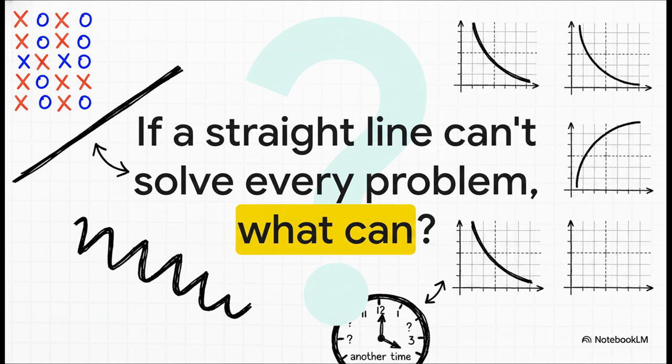We know a straight line is powerful, but it has its limits. So if we want to solve problems like that checkerboard, what's next? What kind of model can learn to draw a curve instead of a straight line? Well, that's a story for another explainer.